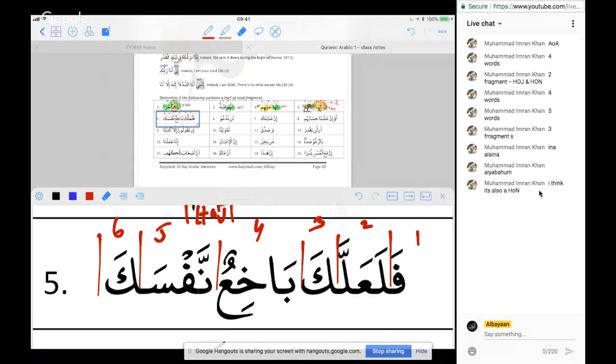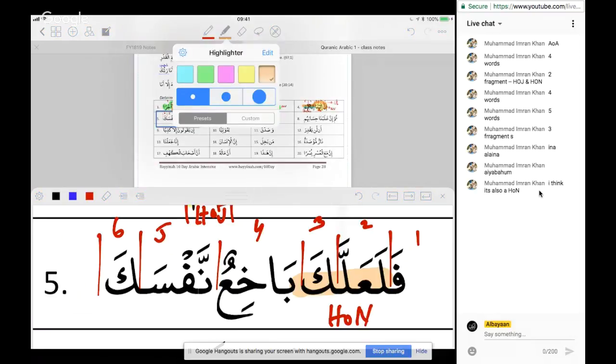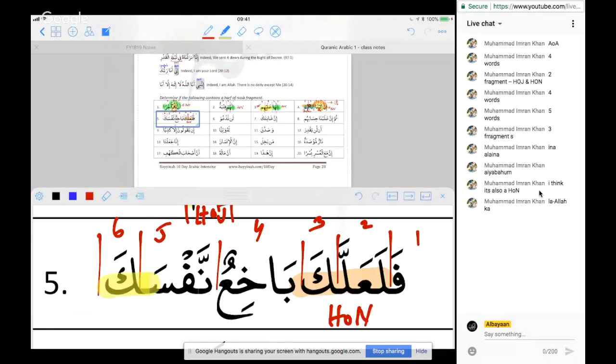Okay. Harf of nasab would be which one? Harf of nasab is la'allaka. This is harf of nasab, la'allaka with the attached pronoun. There is another fragment operating here, which is nafsaka. This is an idafa fragment. Idafa.